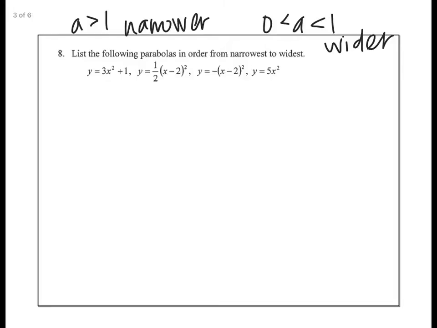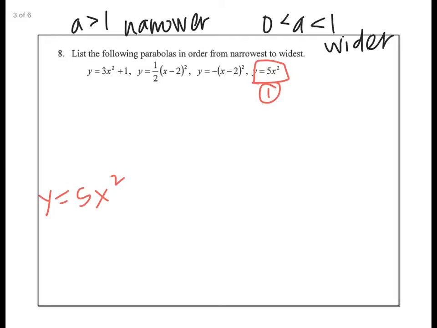So if I'm going to list the narrowest or the skinniest first, I am simply looking for the biggest a value, positive or negative. So the negative here doesn't matter. Remember, a negative just flips it. So I'm looking for the biggest a value. That would be right here. So my narrowest would be y is equal to 5x squared, or maybe we'll just label that 1, it's the skinniest.